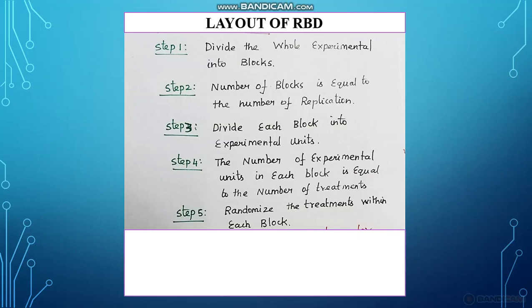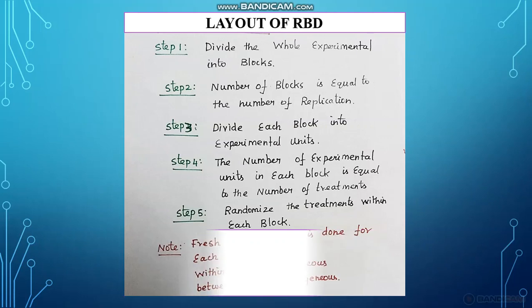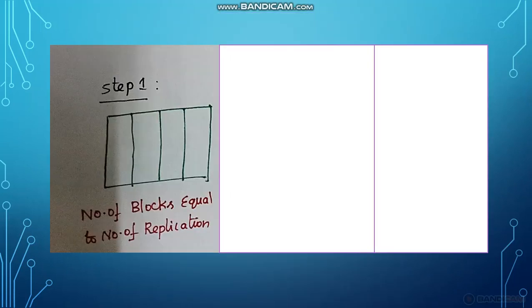And then we want to divide the blocks into experimental units. And then we want to randomize the treatment within each block. So this is the 5 steps. I will say the first one. The first step is you want to divide the whole experimental material into a number of blocks.